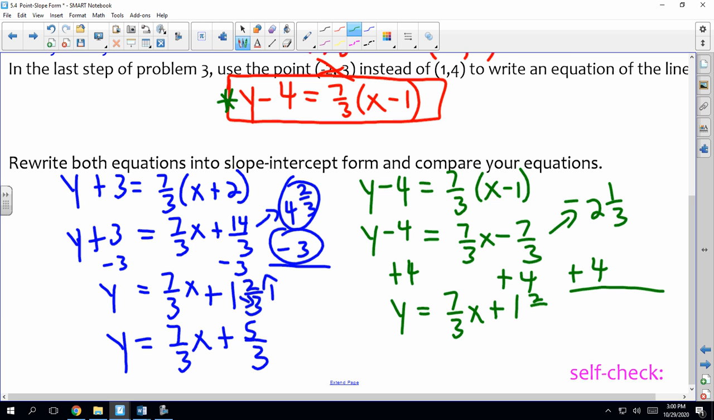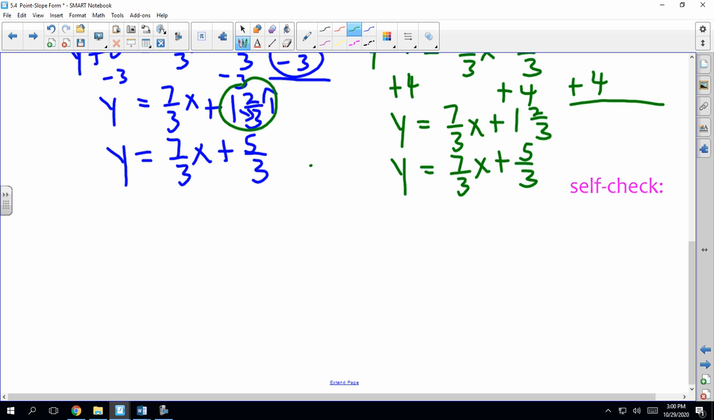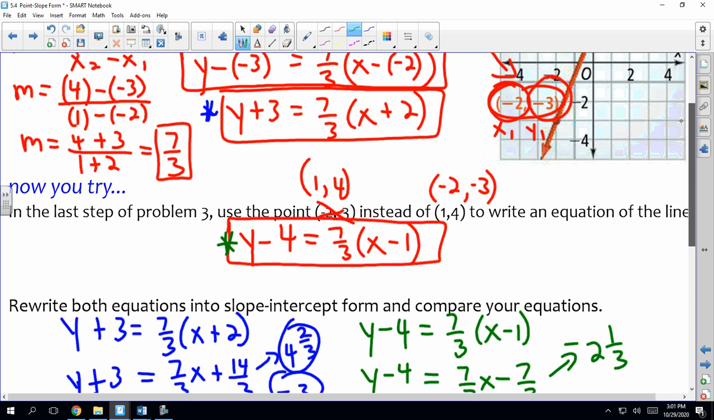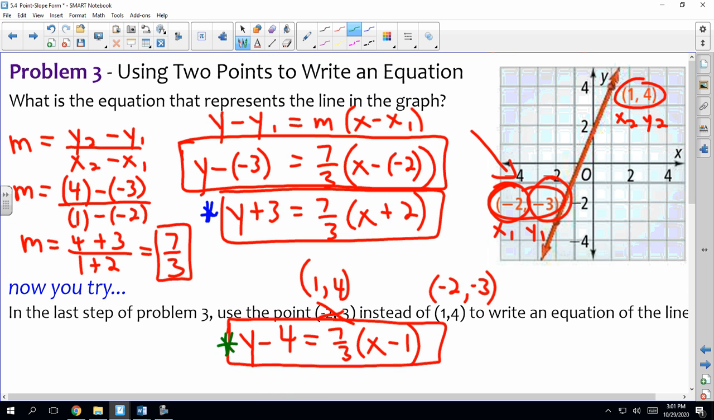It's looking kind of familiar, like this guy over here. If I change 1 2/3 over to an improper fraction, I get y equals 7/3 x plus 5/3. And you can see that these two equations in green and in blue are exactly the same thing. Now, go back up to the graph here. It doesn't matter which point I use, the (1, 4) or the (-2, -3), they are both on the same line. And so it makes sense to me that they have the same equation.